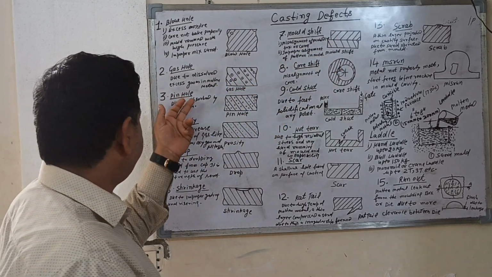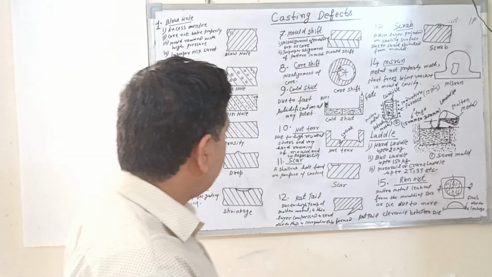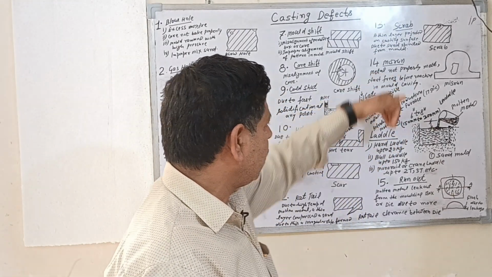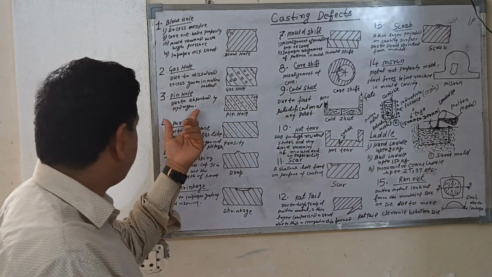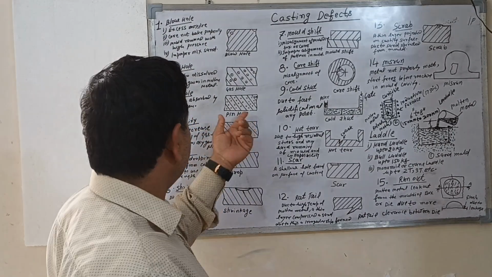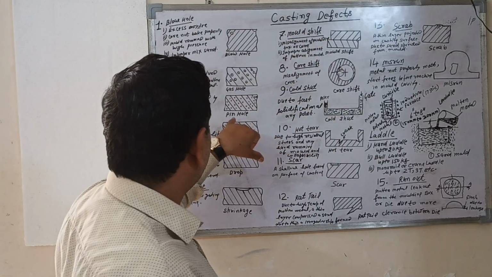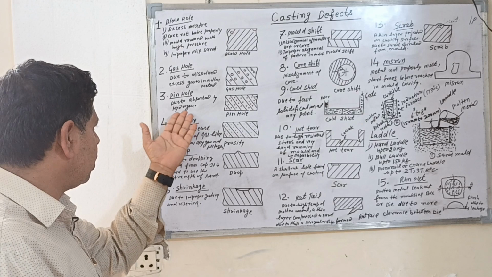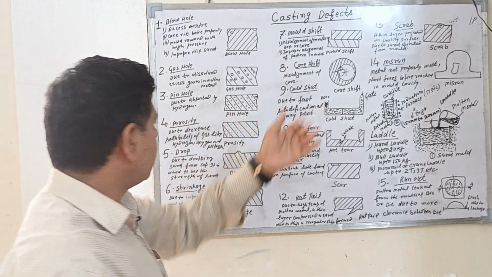Third number is pinhole. Pinholes: due to absorption of hydrogen, oxygen and nitrogen, hydrogen creates this type of pinhole problem. So this is a pinhole casting defect due to absorbed hydrogen in the molten metal.